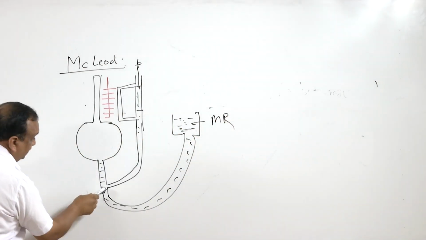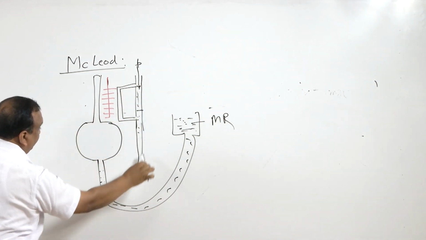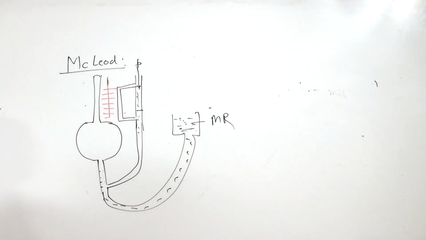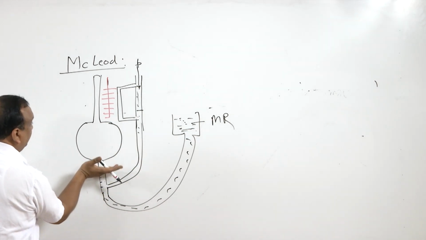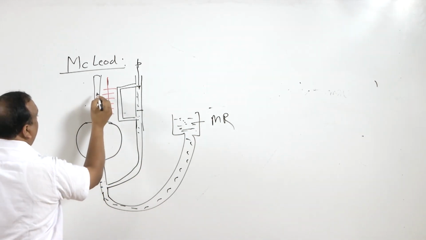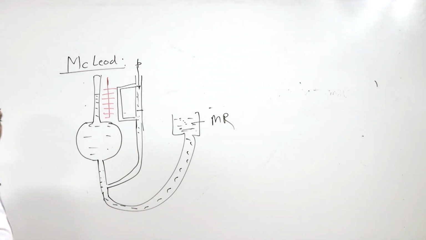When the mercury goes below this point, the entire fluid will enter here. When fluid enters here, we start raising this movable reservoir, and the fluid starts getting compressed. It will come somewhere here, and the pressure will increase. It is isothermal compression, so P1 V1 is equal to P2 V2. This will hold good here.